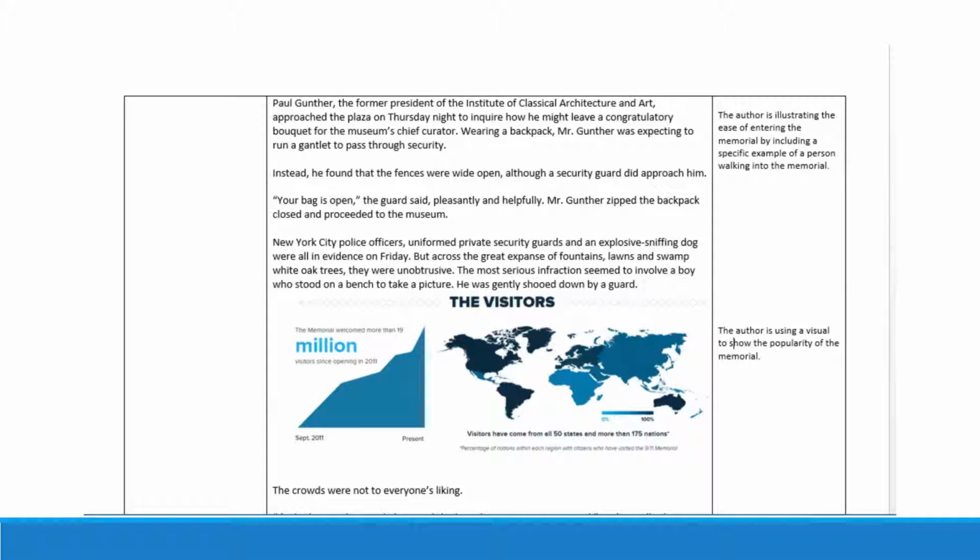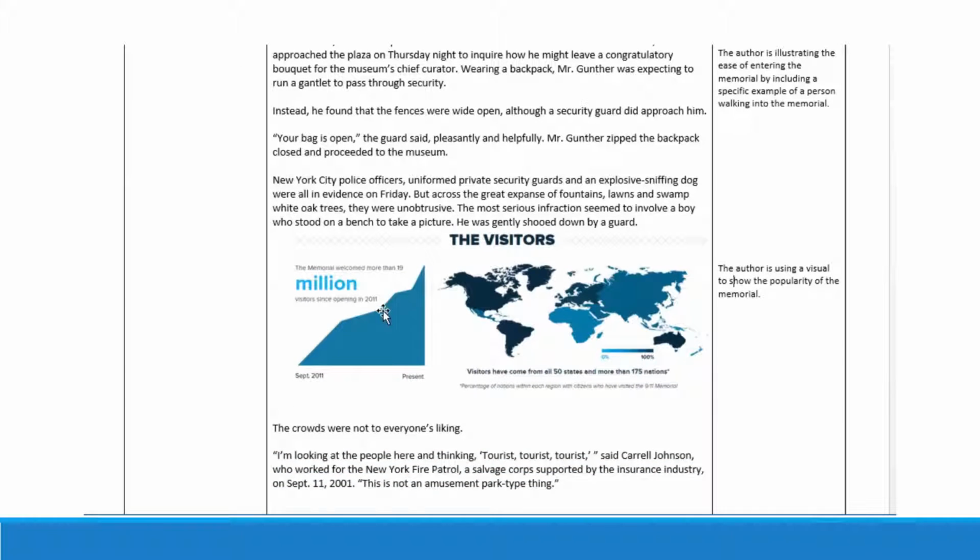Down here, we get to a graphic that is included, and the author is using a visual just to show the popularity of the memorial. So we have a graph that shows, starting in September 2011 up until the present, that 19 million visitors have come, and attendance is steadily rising over the course of those years. And then this piece over here shows where in the world people are coming from.